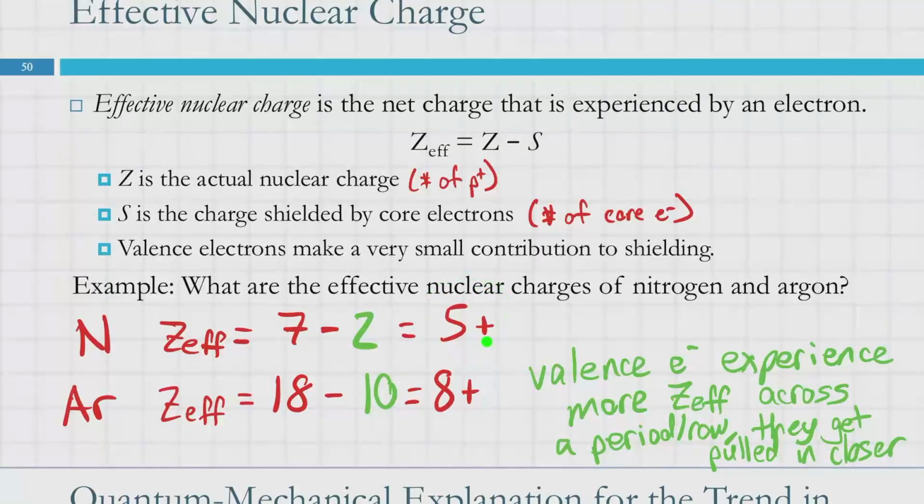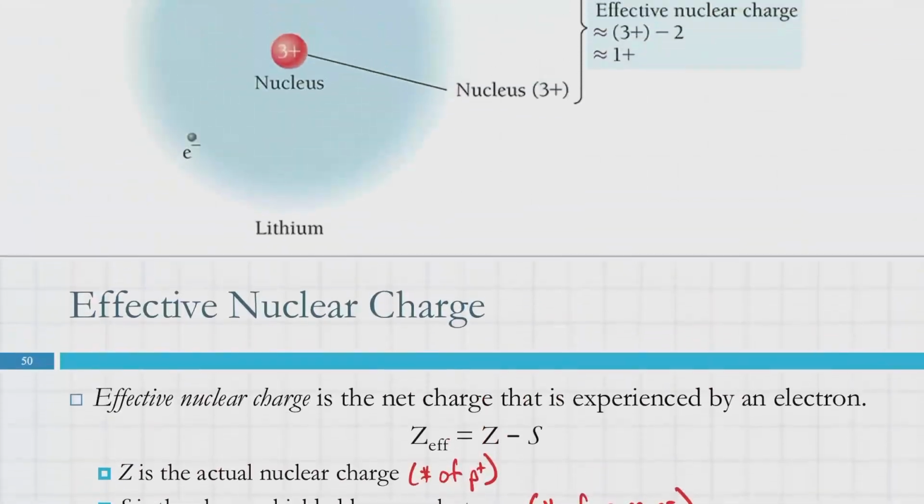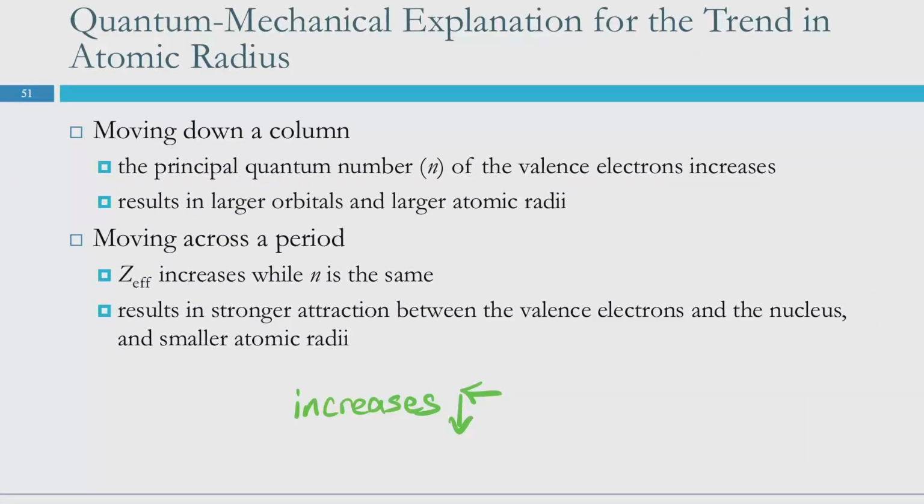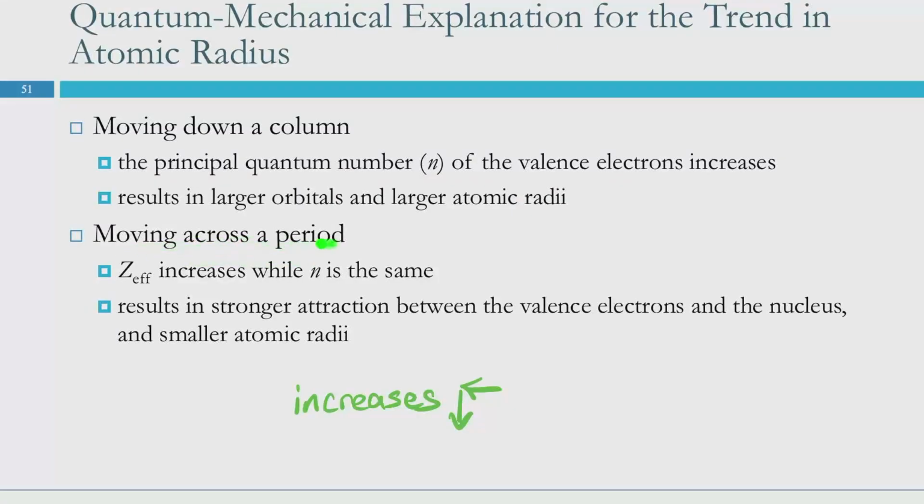And so for nitrogen, we have an effective nuclear charge of 5+. So the outermost, the valence electrons, are experiencing basically a 5+ charge, a 5+ pull towards the nucleus. When we get over to argon, or anything in the noble gas row, we have an 8+ effective nuclear charge. That's a bigger attractive force, and so it pulls in even more. And so that's why we see a decrease in our size as we move left to right. So moving across a period, we get smaller atomic radii.